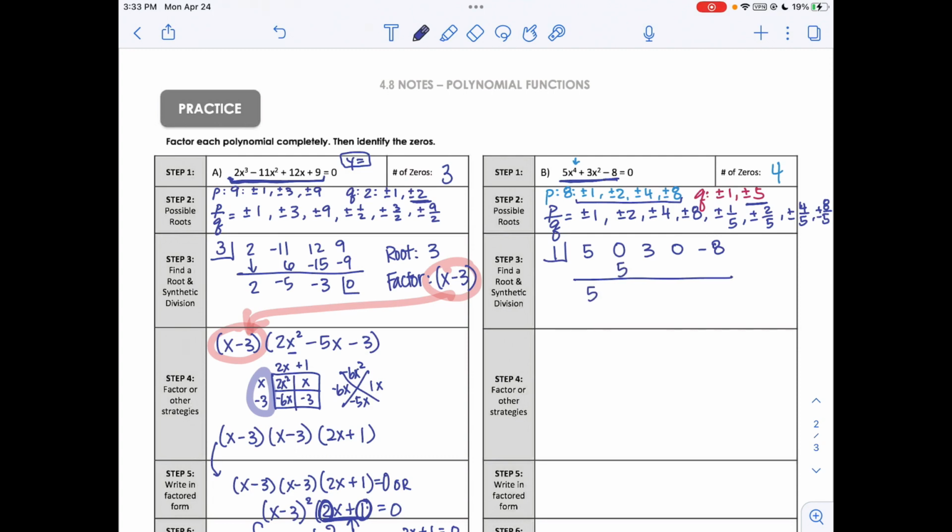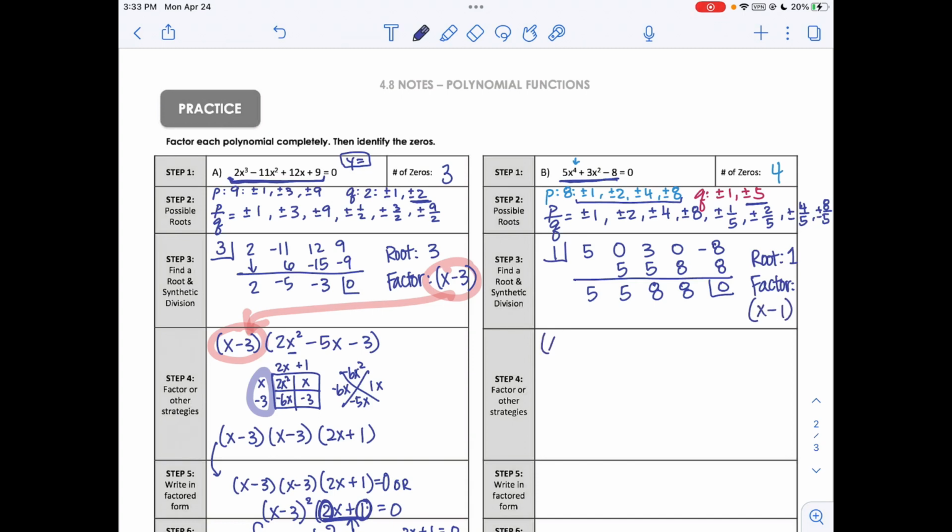5 times 1 is 5. 0 plus 5 is 5. 5 times 1 is 5. That's 8. 8 times 1 is 8. And I can bring down an 8. 8 times 1 again is 8 and end up getting a remainder of 0. So my root is 1. And then my factor is going to be x minus 1.